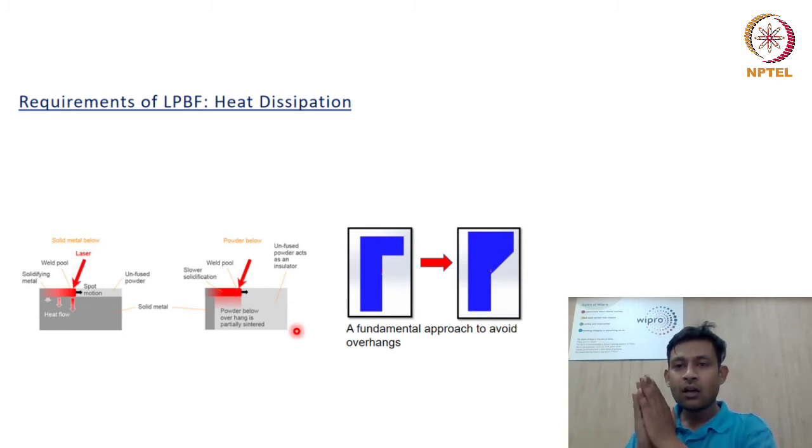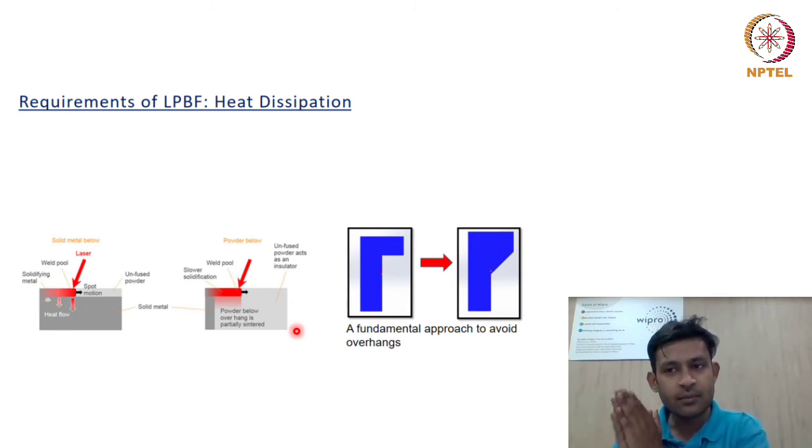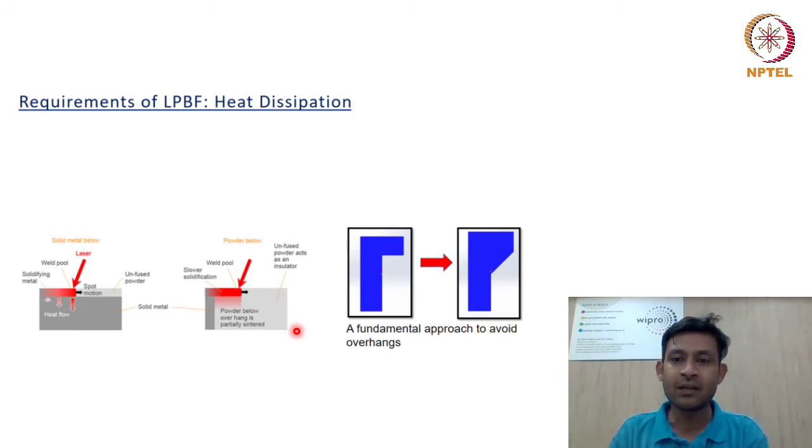So in order to understand the fundamentals of heat dissipation, kindly keep these 2 points in mind: bulk metal is a good conductor of heat, whereas powder is insulated to heat. Half of the problems related to part orientation and support generation can be taken care of by applying these basic fundamentals. So what do I do?